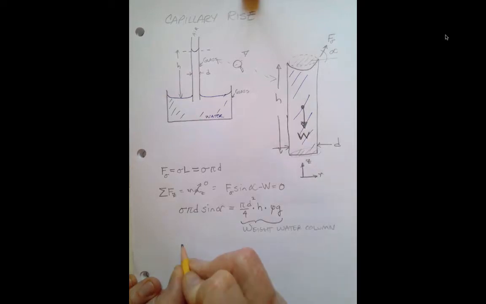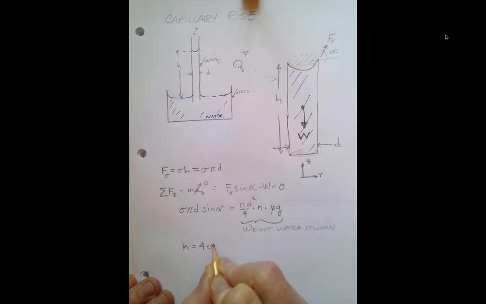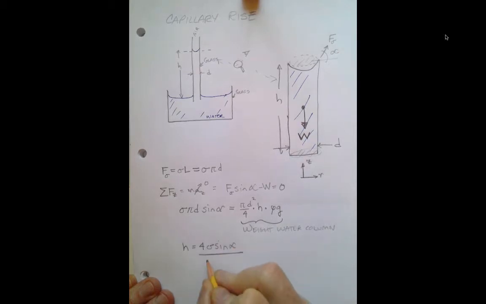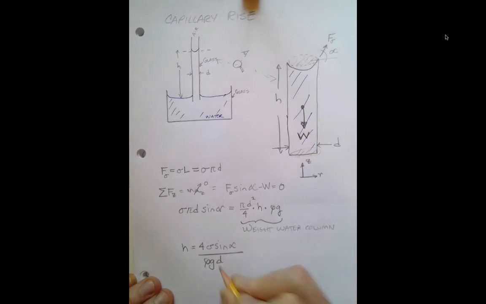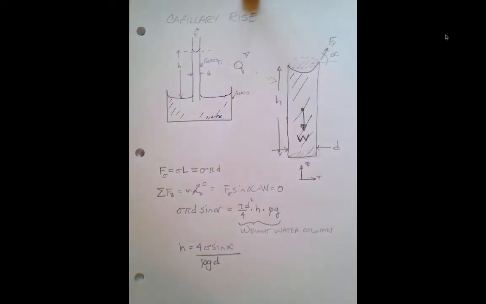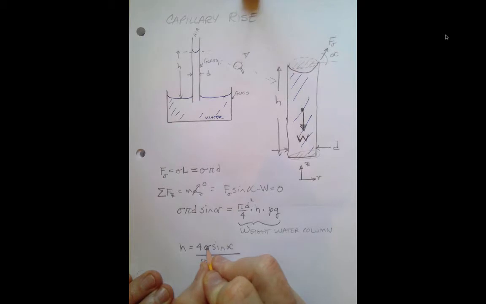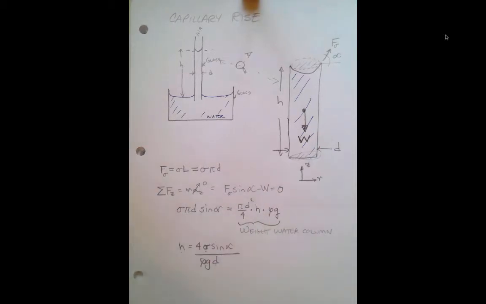And if we solve for h, we come up with h is equal to 4 sigma sine alpha over rho g times the diameter. This is a useful formula for estimating capillary rise based on knowledge of the surface tension and the diameter of the capillary tube, and to some extent whether or not it's a wetting fluid.